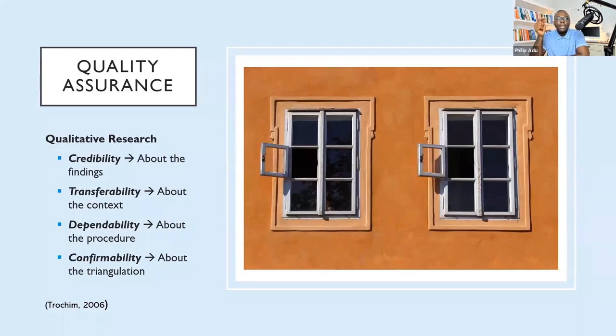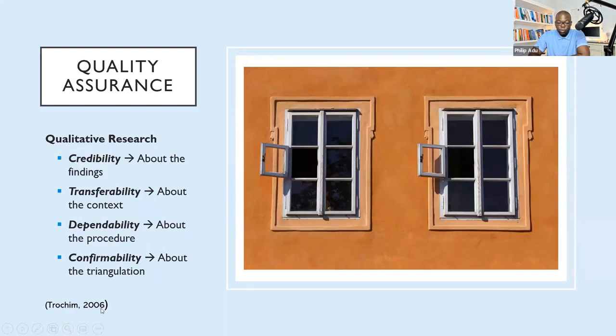Confirmability. Can somebody confirm what you found? Can another researcher confirm the themes that you develop? Can you use another methodology to confirm the other method that you use? So let's say you use interviews. Can you also use focus groups to see whether they arrive at the same kind of findings? Can you also use participants to confirm the findings that you got? So confirmability is more about either using participants or a different methodology to see whether that kind of methodology or participant can confirm what the other methodology has. So that's all about the confirmability.